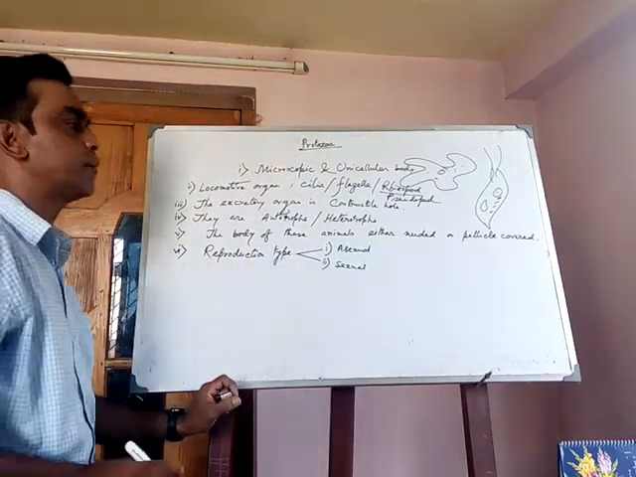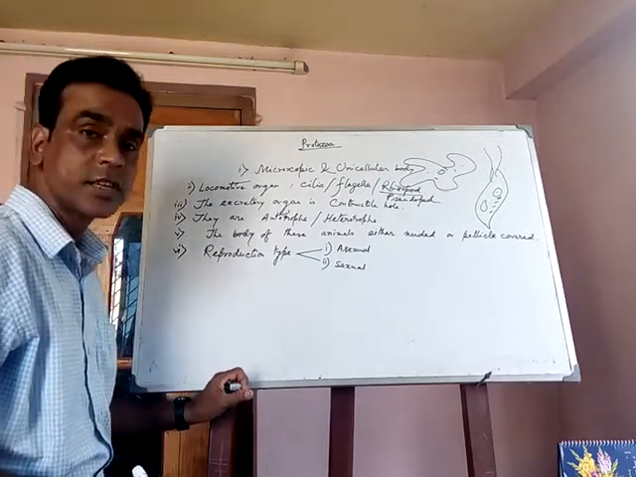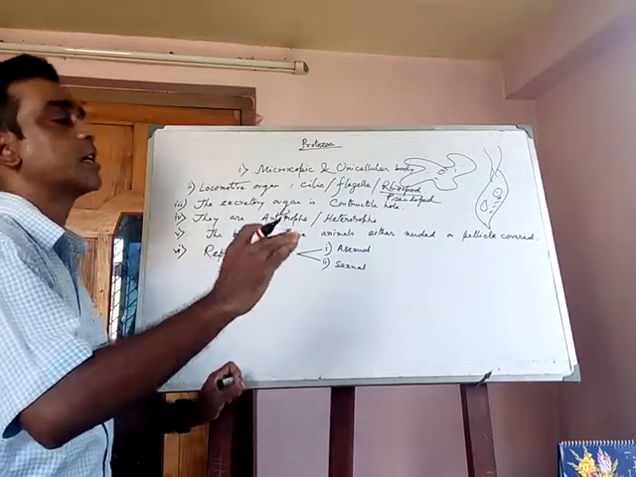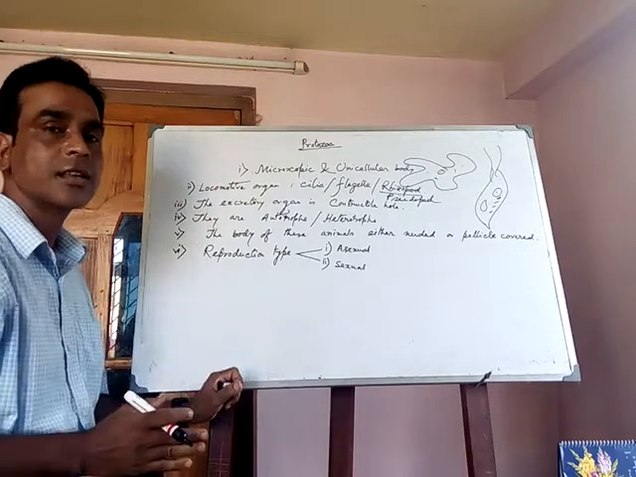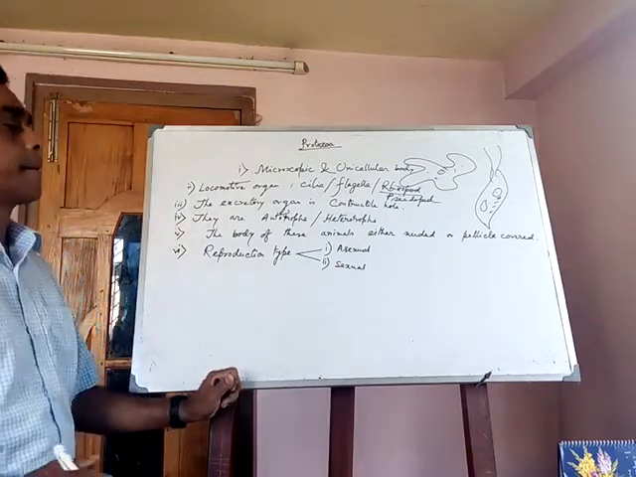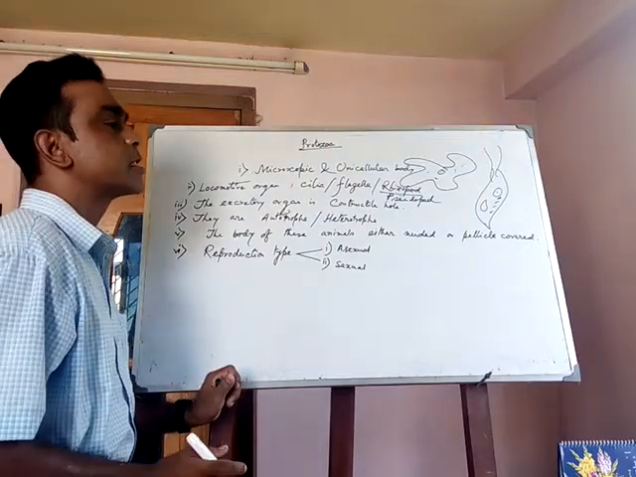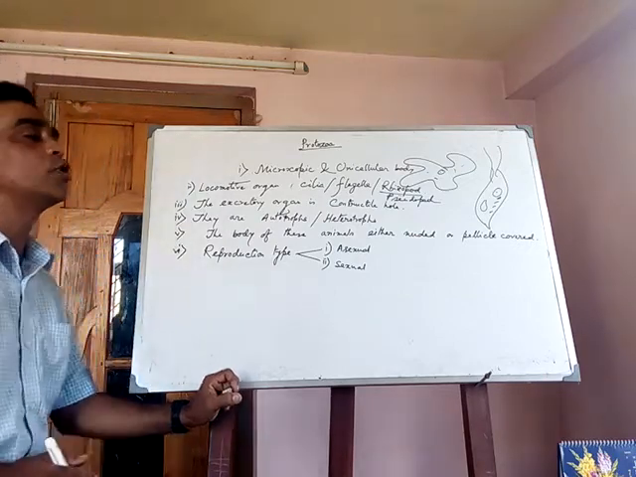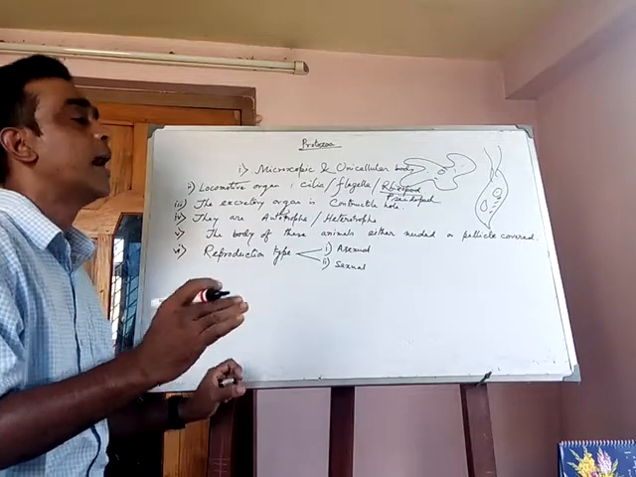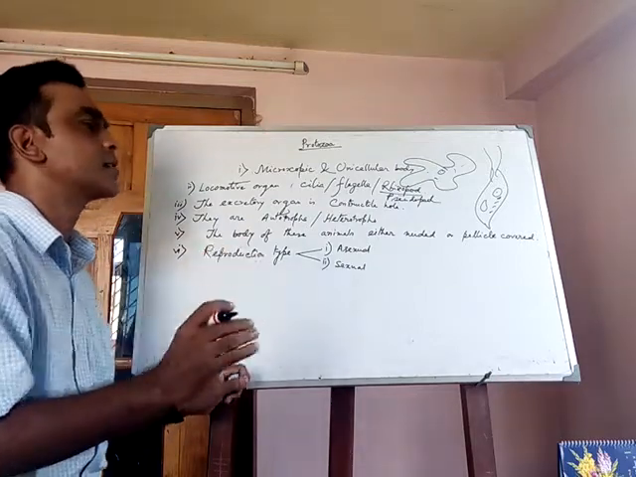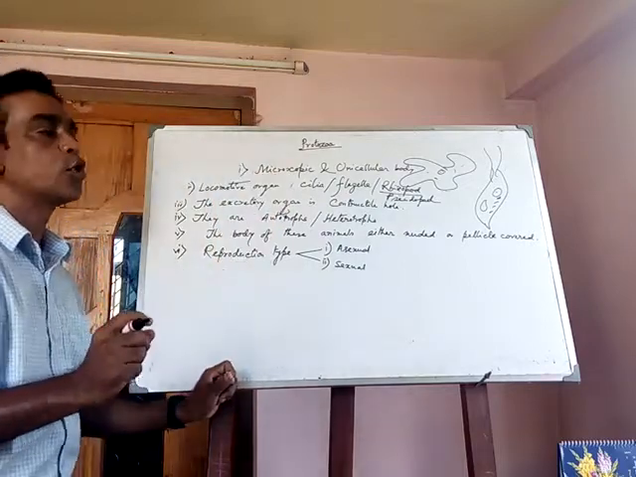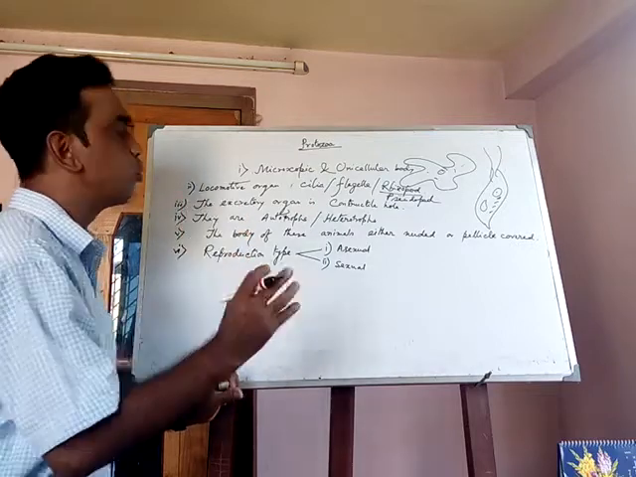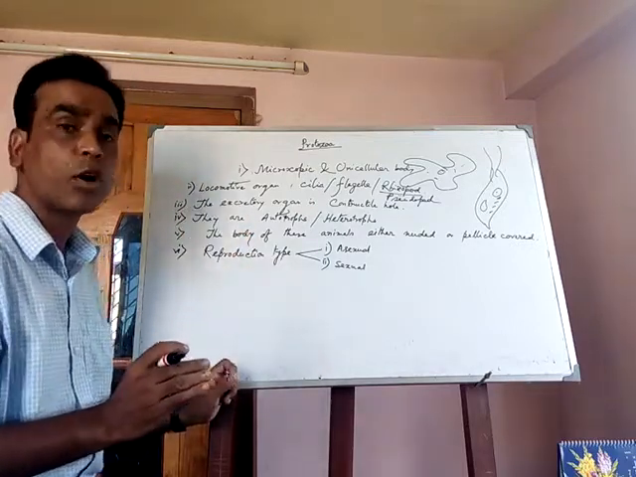Asexual reproduction is possible by the process of fission, that is binary fission. Binary fission is divided into transverse fission, longitudinal fission, etc. In some animals, for example Opalina, plasmotomy is found. A nucleus divides into many nuclei, and each nucleus takes some part of the cytoplasm and produces a daughter animal. That process is called plasmotomy.